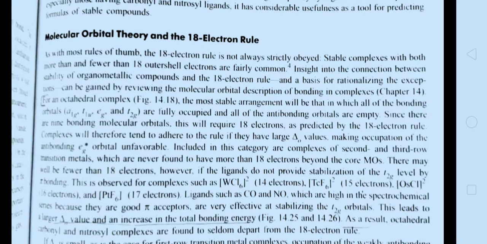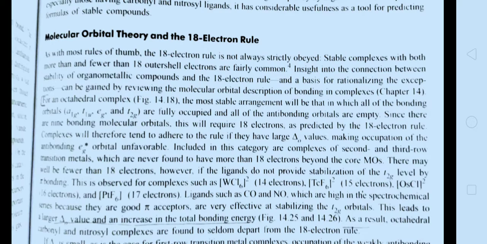Ligands such as carbon monoxide and nitrogen monoxide, which are high in the spectrochemical series because they are good pi acceptors, are very effective at stabilizing T2g orbitals. This leads to large delta zero values and an increase in total bonding energy. As a result, octahedral carbonyl and nitrosyl complexes are seldom found to depart from the 18 electron rule.